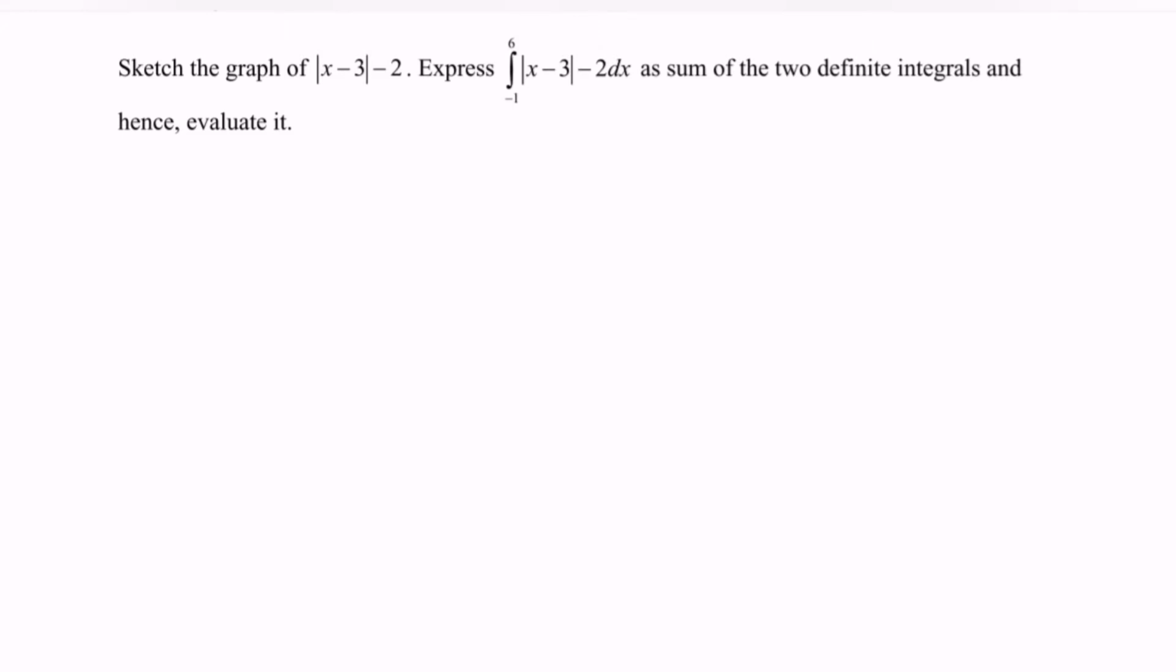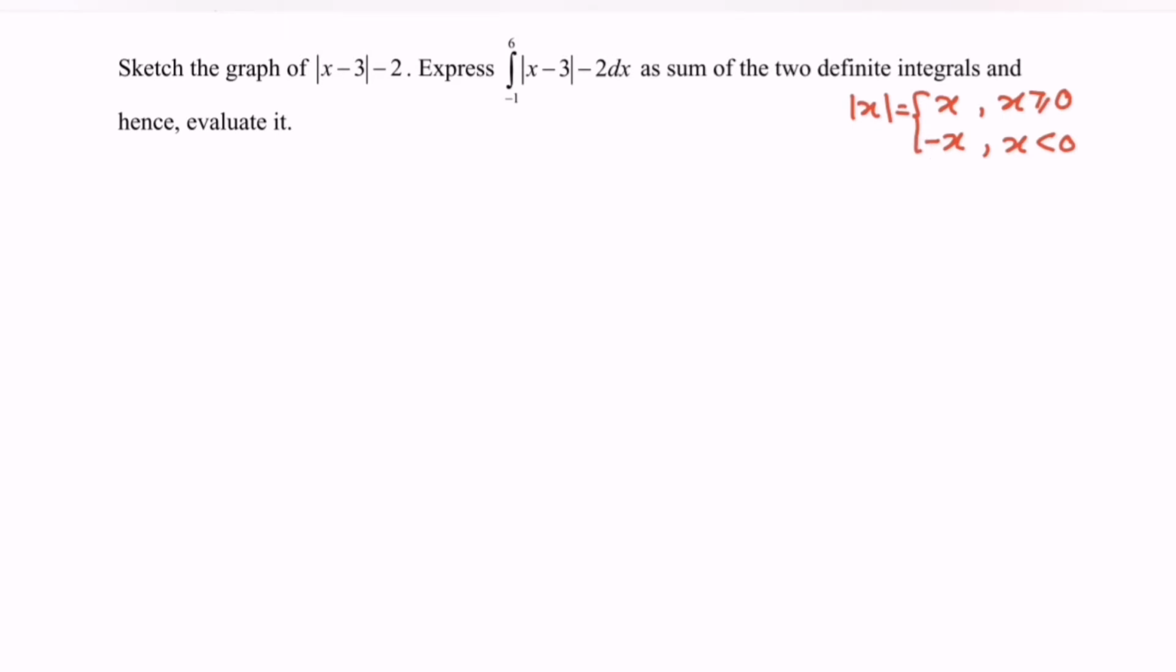So meaning that the first step we have to sketch the graph. Before sketching the graph, kindly refer to the definition. The definition for the absolute value would be x, and the domain will be x greater than or equal to 0. And next we have negative x, and the domain will be x less than 0. That would be the definition.